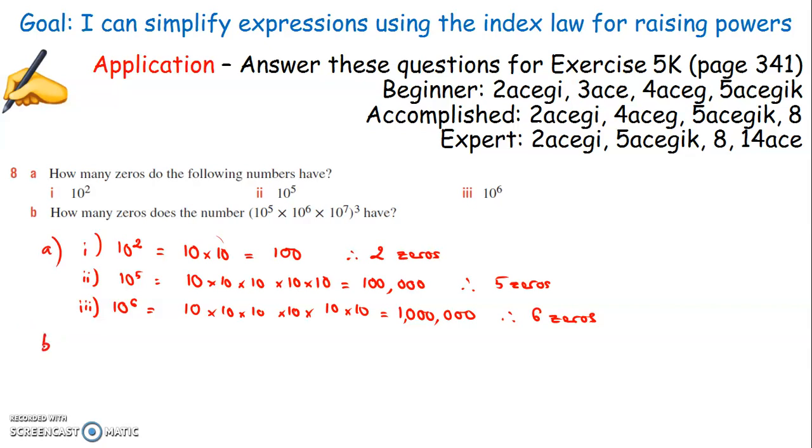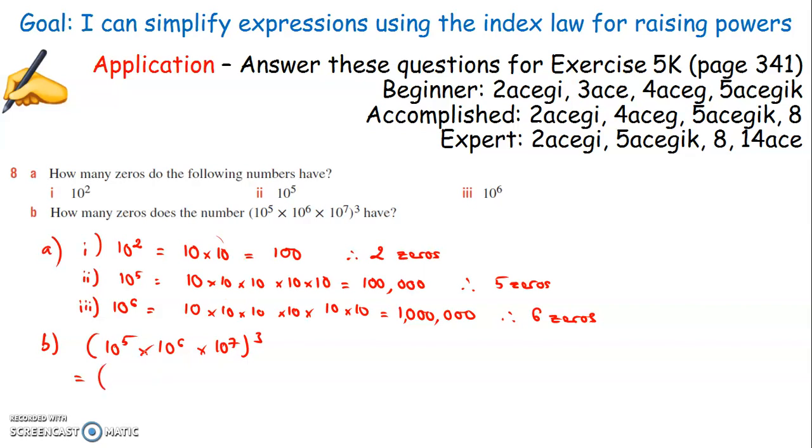The next question asks how many zeros does the number 10 to the power of 5 times 10 to the power of 6 times 10 to the power of 7, all of that raised to the power of 3, have? Let's walk through that. Let me rewrite this. I'm going to simplify things inside the brackets first. That's going to make my life easier.